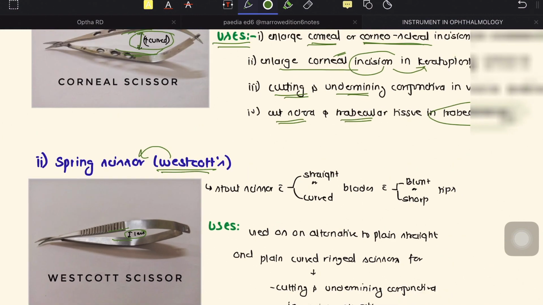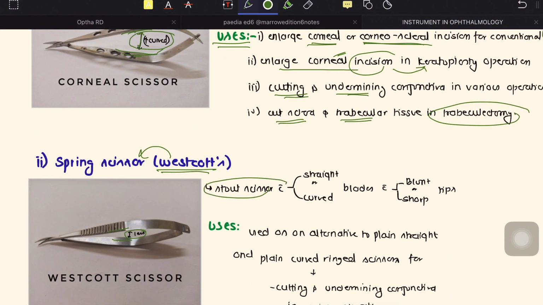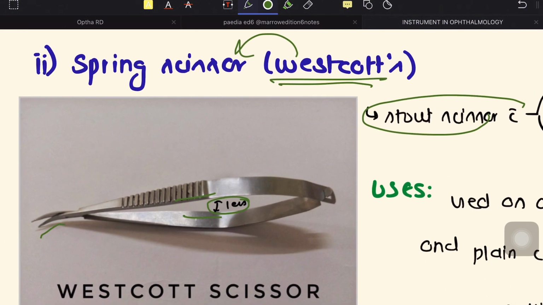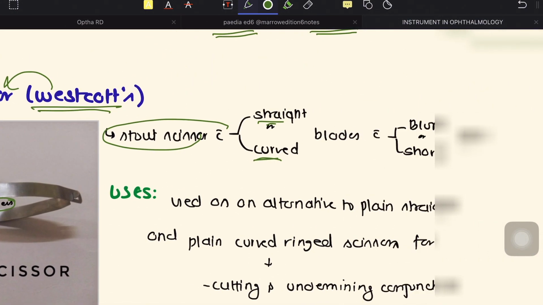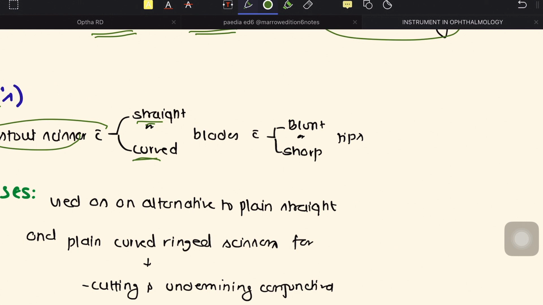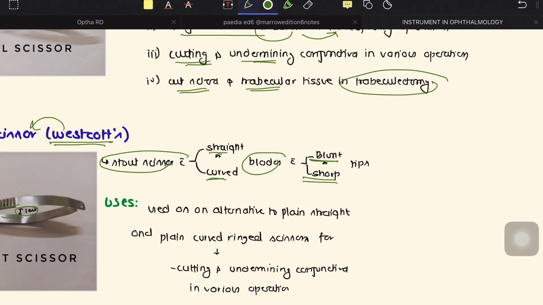So spring scissors are stout scissors. It may have a curved end or it may have a straight end. As we can see, it has a curved end here. So Westcott scissors are stout scissors. It may have a straight or curved end, and the blades may be blunt or may have sharp tips. So Westcott scissor, also called as spring scissor, is a stout scissor having straight or curved blades with blunt or sharp tips.